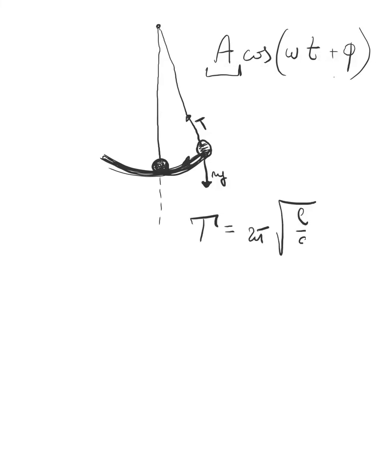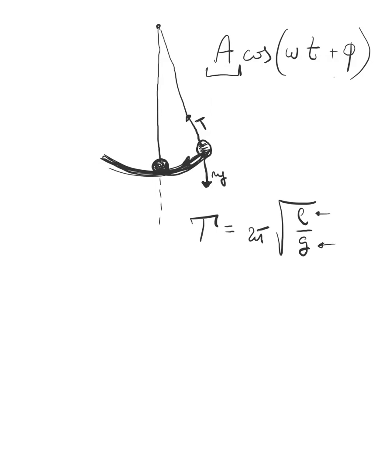The equation is similar. Again, the equation is harmonic, so you will have some amplitude, you will have a cosine, some frequency times time, and the phase. And in this case, I will skip the derivation again because I don't have enough time to derive it properly. But the period turns out to be 2 pi times square root of L over g, where g is the gravitational constant, and L is the length of the wire.